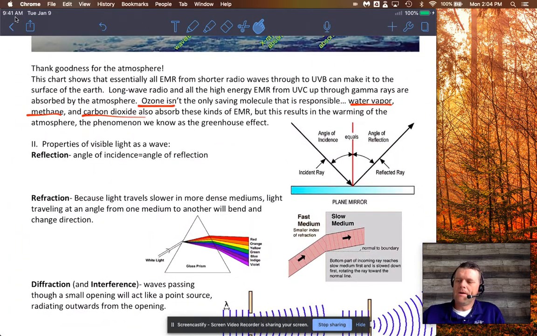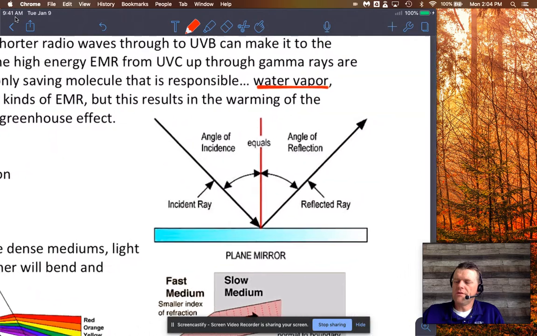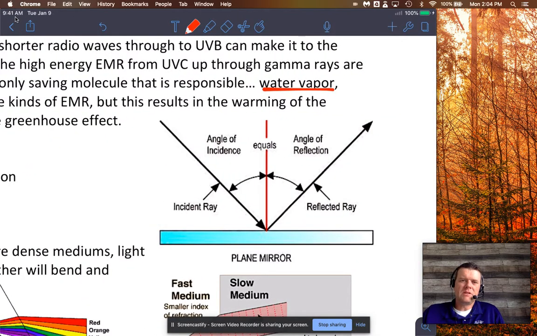So you need to understand reflection. I don't think reflection is too difficult. Here's a good picture of it. Basically, it means that the angle of incidence equals the angle of reflection. We measure that to this red line, which is called a normal, but you don't necessarily need to know that too much. You just need to know that light, and not just visible light, but all forms of electromagnetic radiation, can exhibit reflection.